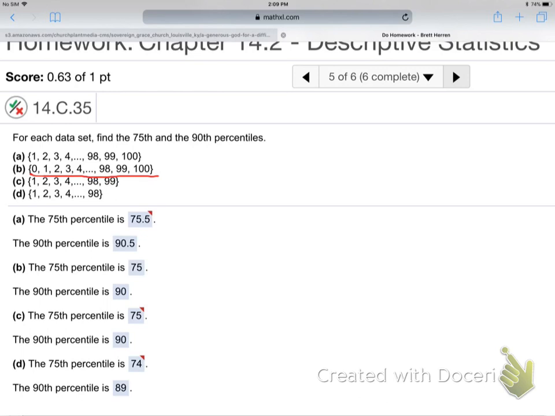How many numbers in the data set now in part B? Only 101. They added one number, didn't they? See, they have one more. They have a zero in the front. So now the number of numbers is 101. All right, so go ahead. Try part B. Find the 75th percentile. So do P equals 75. P over 100 times N formula again.